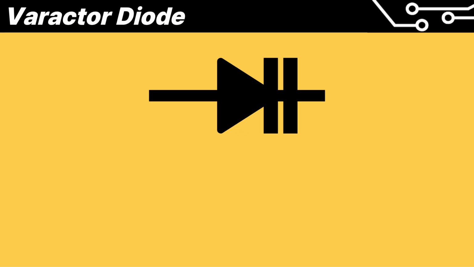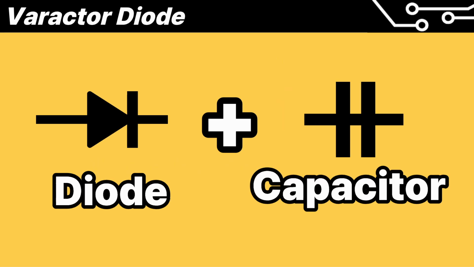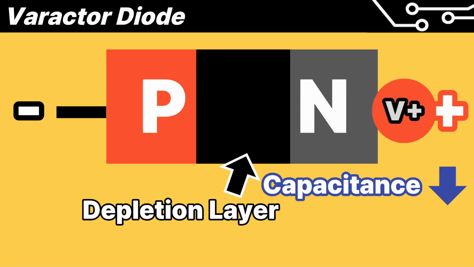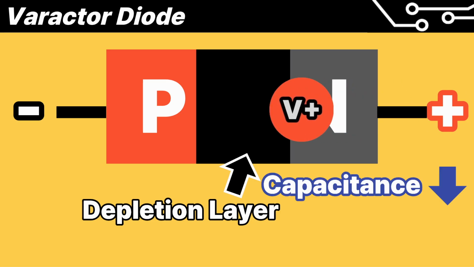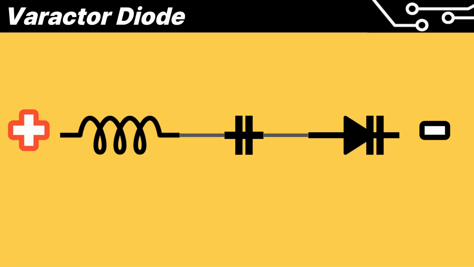This is the symbol for a Varactor Diode. The characteristic of a Varactor Diode is variable capacitance. Simply put, it looks like a capacitor has been added to a diode. The capacitance is determined by the size of the depletion layer between the p-n junction mentioned earlier. The higher the reverse voltage applied, the larger the depletion layer becomes, causing the capacitance to decrease. If we look at the graph, the size of the depletion layer and the capacitance can be shown as being inversely proportional. If applied to an LC circuit, it feels like adding a variable capacitor.